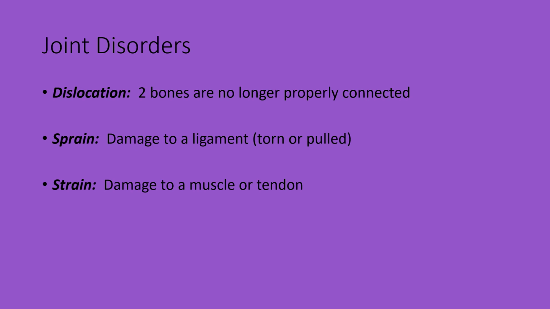A sprain versus a strain, from a physiological standpoint, a sprain is damage to a ligament. It's either been torn or pulled. A strain is damage to the muscle or the tendon.